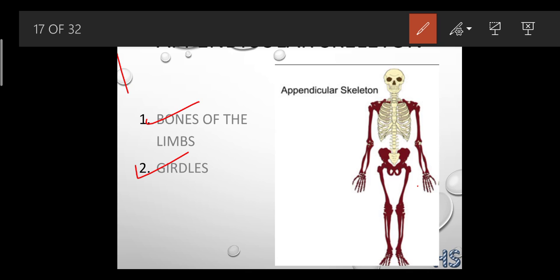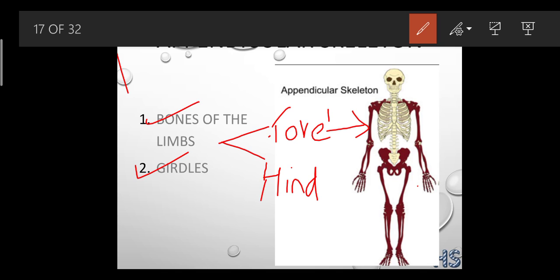Let's understand what we mean by limbs. Limbs are nothing but your hands and legs. Okay, so limbs are classified into two parts, that is the forelimbs and the second name is the hind limbs. Fore means the upper part like the hand, and hind means your lower part like the leg. So limbs means hands and legs. The upper part is called the forelimbs and the lower part is called the hind limbs.